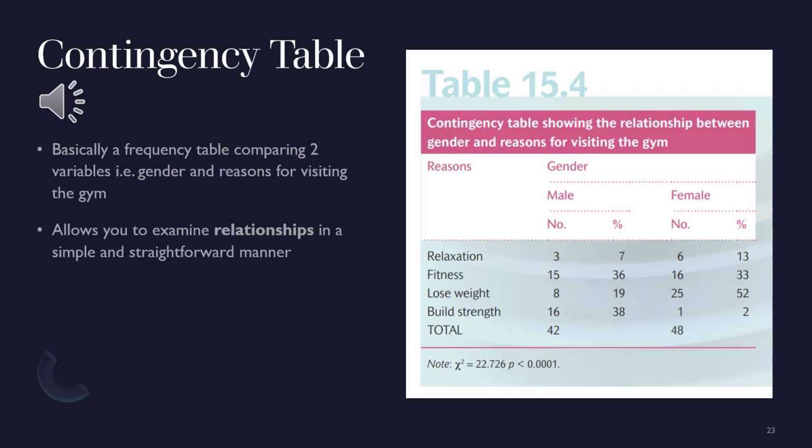This allows you to compare categorical variables, because for linear regression, Pearson's coefficient and so forth, you won't be able to compare different categories such as different types of sports or different reasons for visiting the gym. You can't compare those. It isn't a scale from 1 to 7. These are simply different types of things, and therefore you can use a contingency table like this to examine relationships.